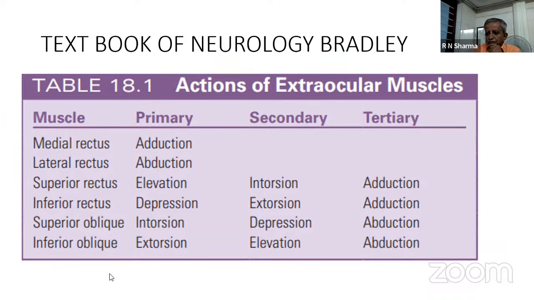Inferior oblique, primary action will be extorsion, secondary action will be elevation, and tertiary action will be abduction. Please note that superior oblique and inferior oblique are abductors. Recti are adductors.